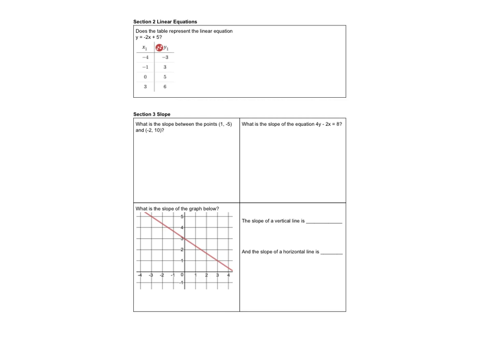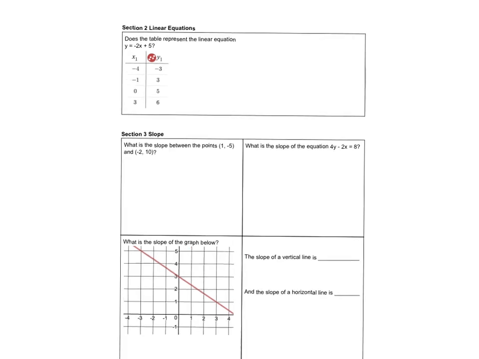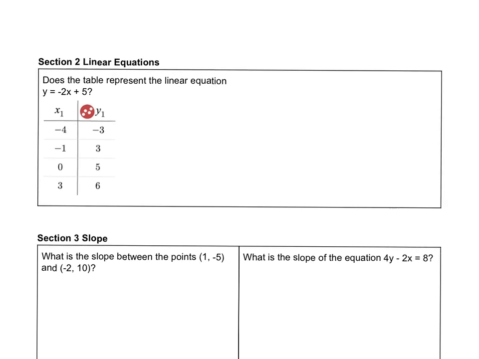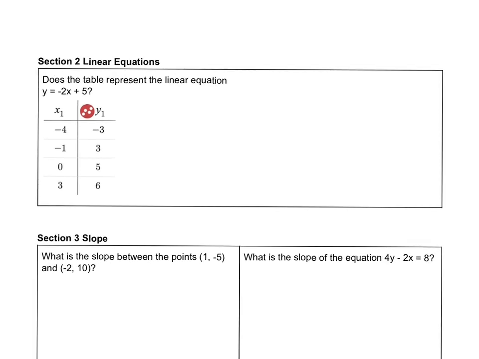In section 2, we used a table to look at linear equations. So does the table represent the linear equation y equals negative 2x plus 5? So the easiest way to check this is to start plugging in our x values into our equation and see if we get out the corresponding y values.